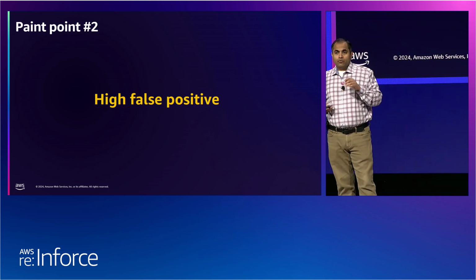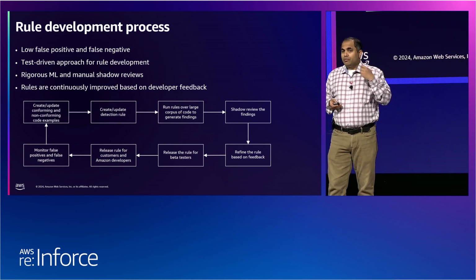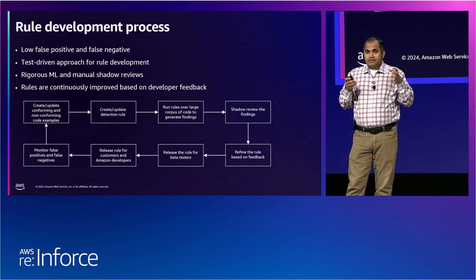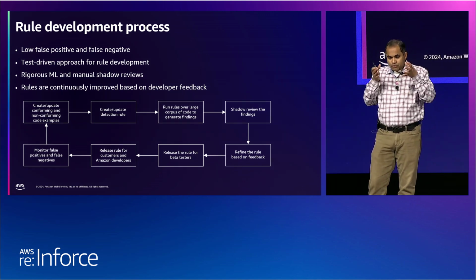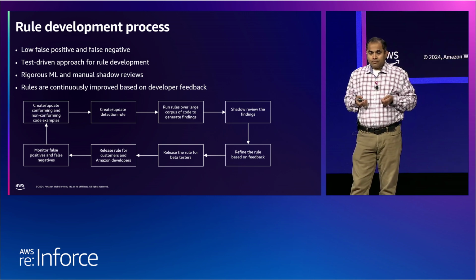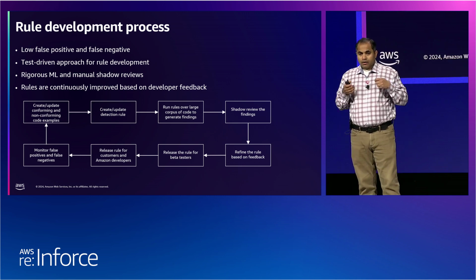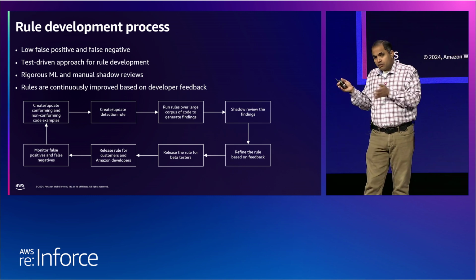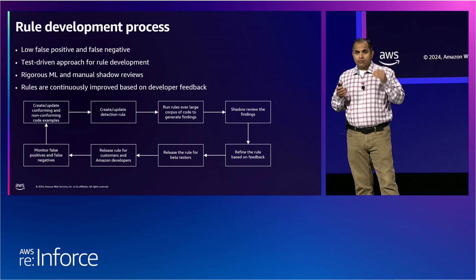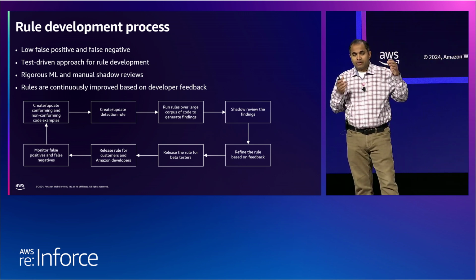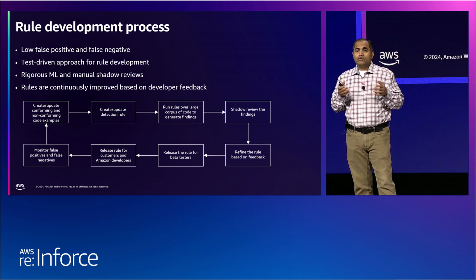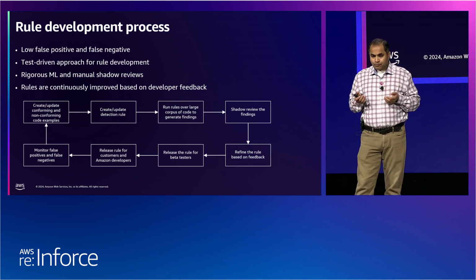Apart from that, we use a test-driven approach for building the detection rules. We start with gathering the compliant and non-compliant samples for every security vulnerability. Then we write detection rules for those. We run those detection rules over a large corpus of data to generate the findings. And I want to clarify that when we talk about the data, I'm referring to public data and our internal code. We don't use any customer code for our model training.